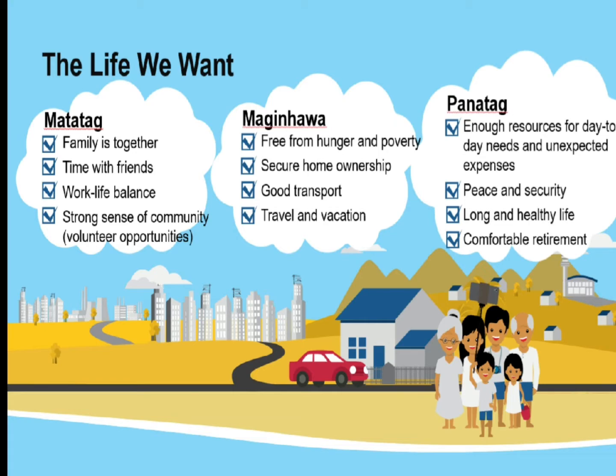Meaning we have time for work as well as for family, friends, and most of all, to our girlfriend or boyfriend. Under the maginhawa, free from hunger and poverty, secure home ownership, good transport, travel, and vacation. Again, take note, free from hunger.